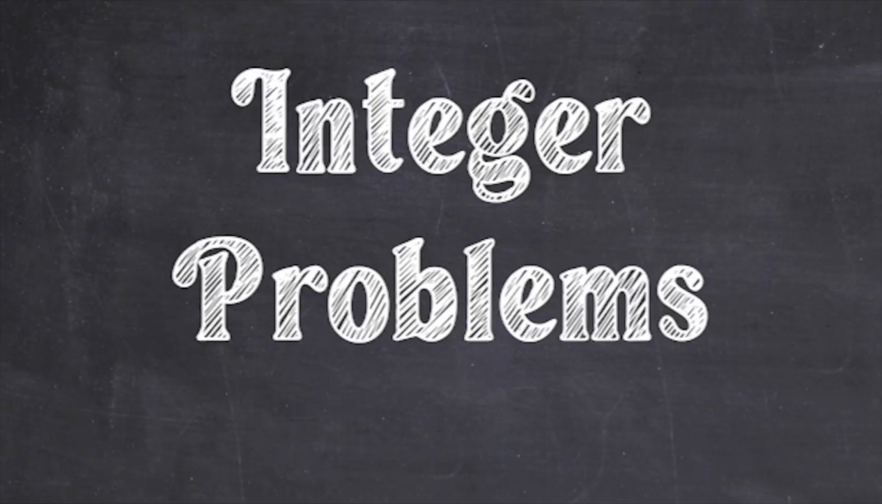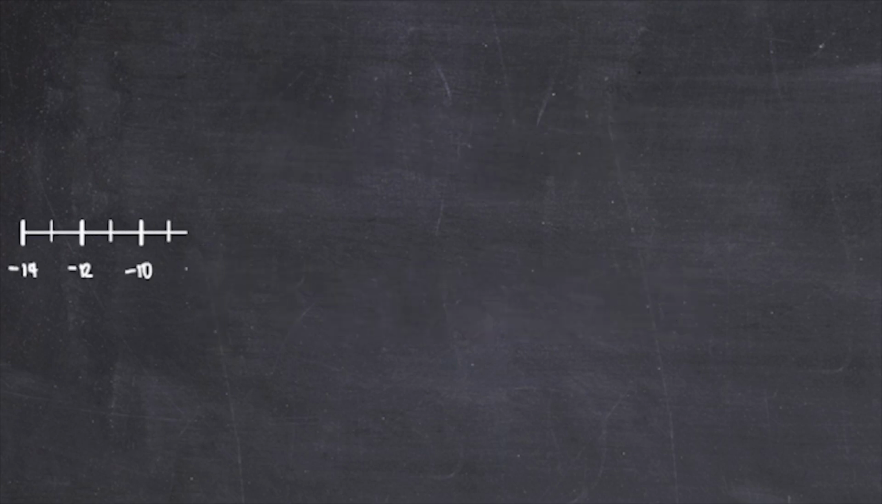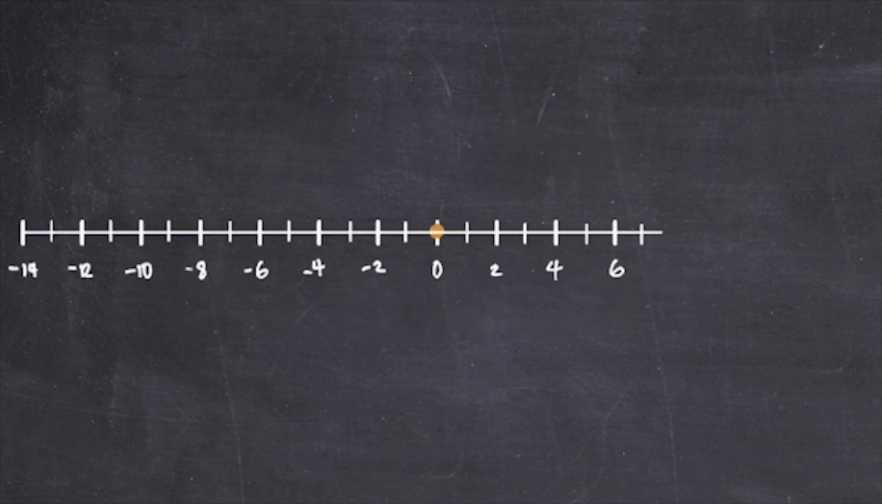Hi there! For today's math video, we are going to talk about integers and how to solve many different types of problems using integers. But before we do that, let's take a look at this number line. You'll notice that there are some numbers to the left of 0, which we read off as -1, -2, and so on. Don't worry, we'll explore those later.